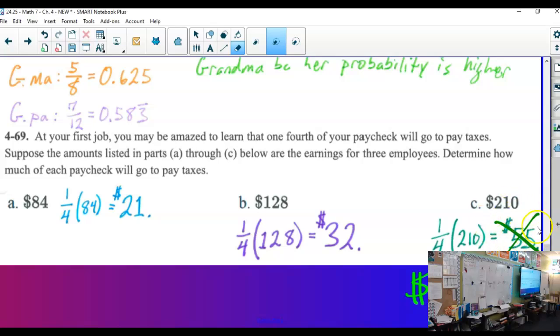I even made a mistake on my answer key. And then had to change it up here on the smart file when I realized, 210 divided by 4, it's not 55. Oh, I got that. It's 52.5. Yeah, mistakes happen. Math is hard. Other questions from that homework?